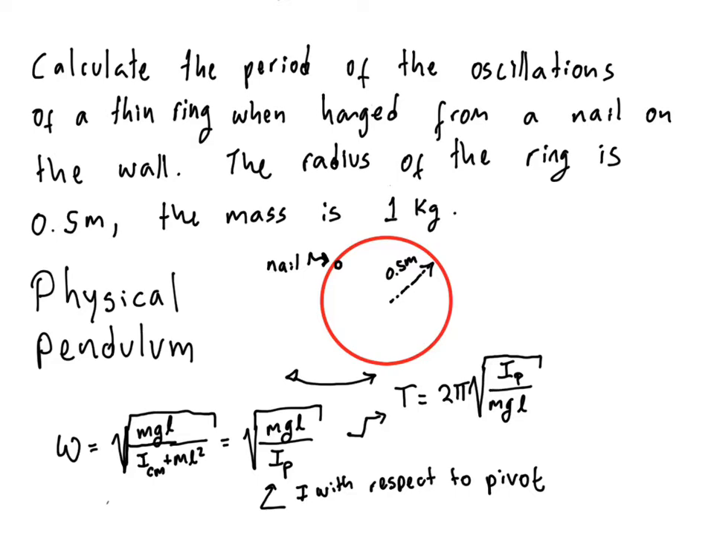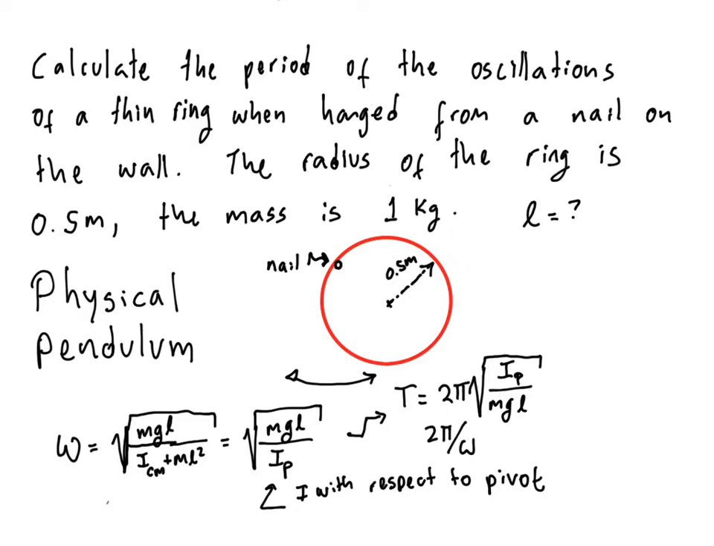From the angular frequency, we can get the period because the relationship between the two is that the period is 2 pi divided by omega. So if we put 2 pi and then flip numerator and denominator in the square root of omega, we get the period: 2 pi, the square root of the moment of inertia with respect to the pivot divided by mg lowercase l.